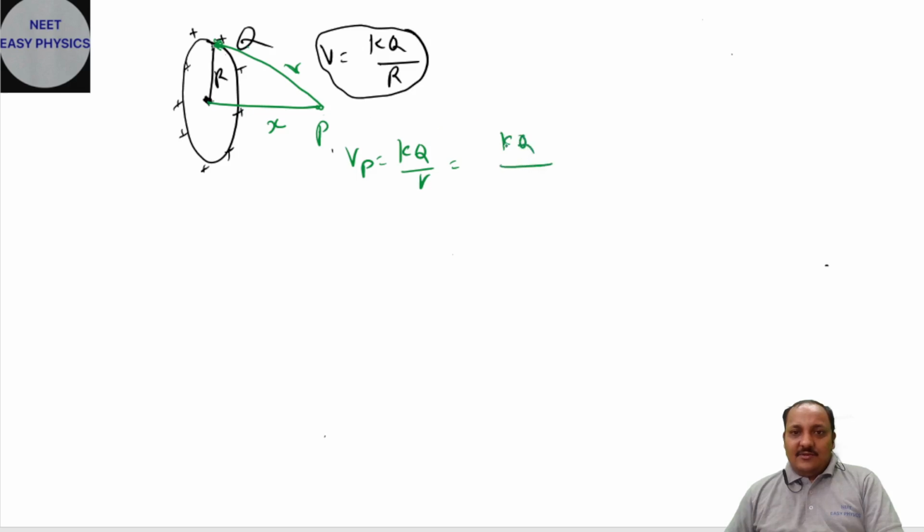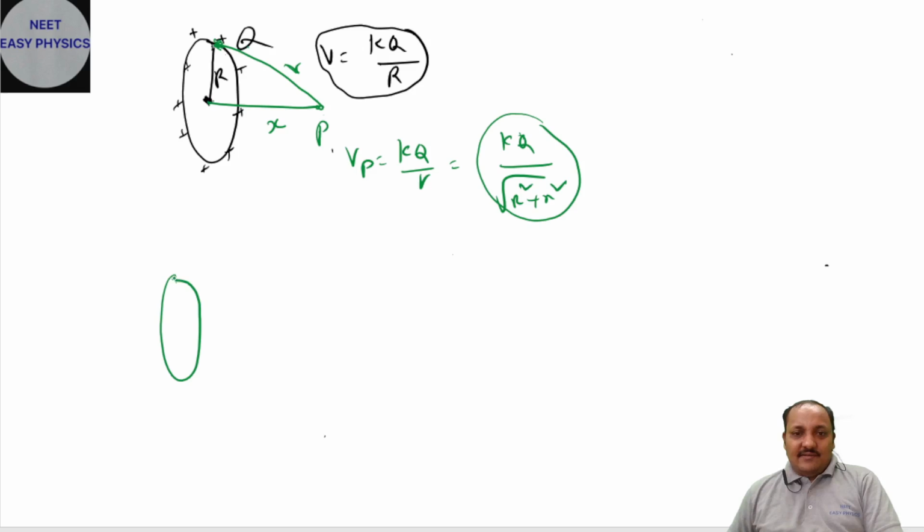So KQ by what is small r? Root R square plus x square. So like this you have to take the formula. So how V is going to vary means KQ by square root R square plus x square, whole power 1 by 2. So the graph is going to be a curve. Like that also you have to take. How will they ask a question on this?